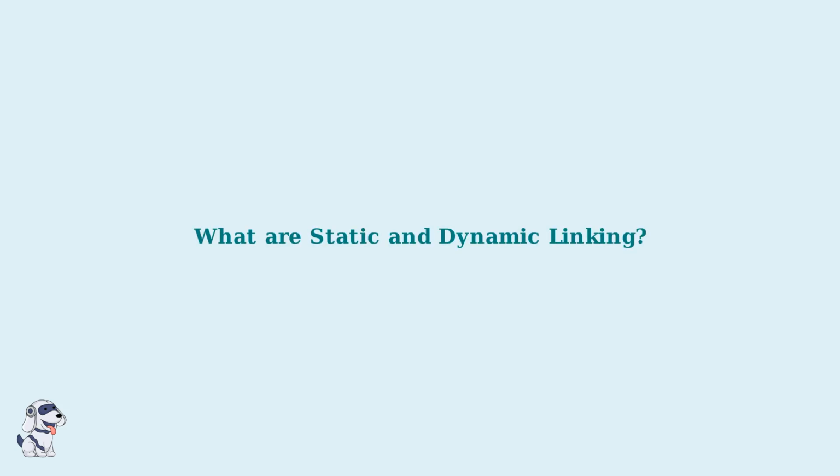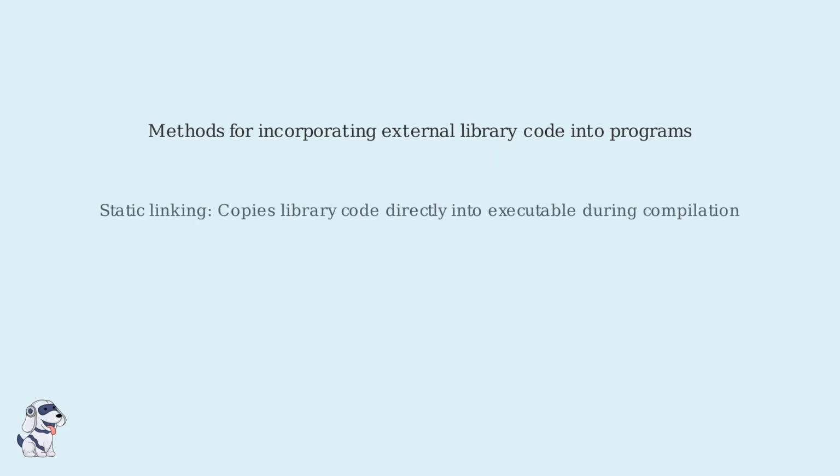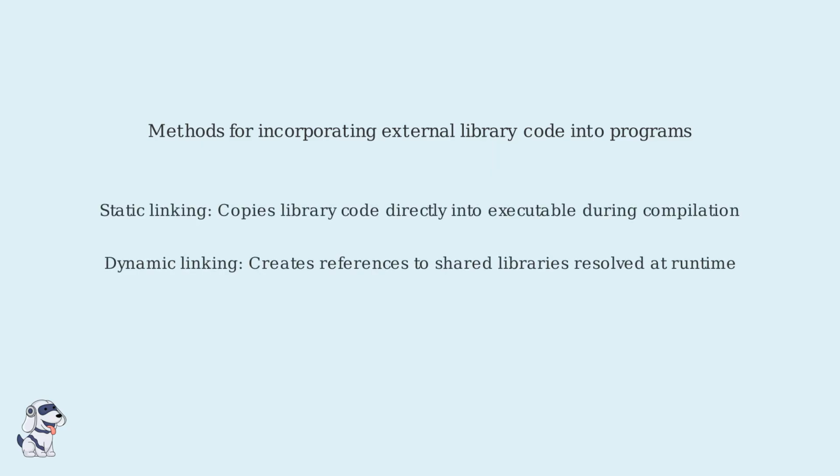Static and dynamic linking are fundamental concepts in software development that determine how external library code is incorporated into programs. Static linking copies the library code directly into the executable during the compilation phase, creating a self-contained program. Dynamic linking, on the other hand, creates references to shared libraries that are resolved when the program runs.